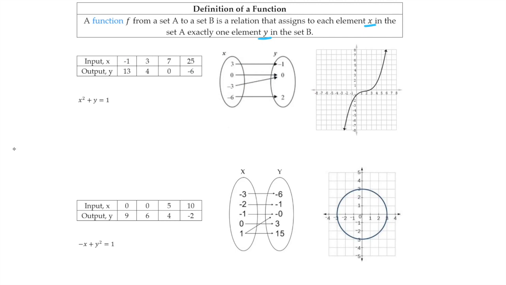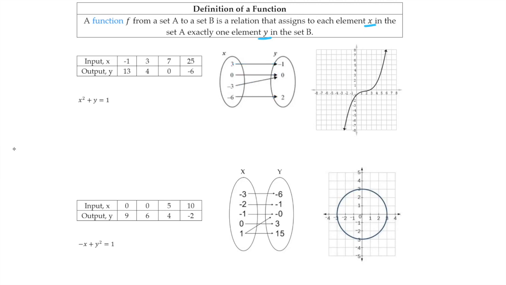Now, I do recognize that this y value had a couple different x values going to that same y value, but that's not what's required. What's required is that the x's go to only one element in the y's. So the x went to a single y, x goes to a single y, to a single y, -6 goes to a single y. So this is a function also.